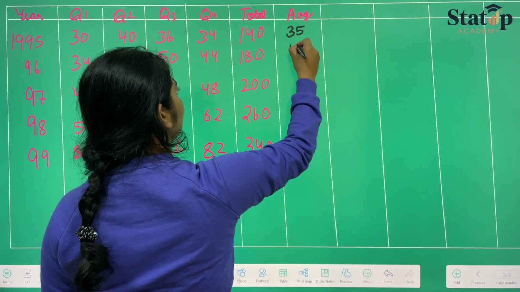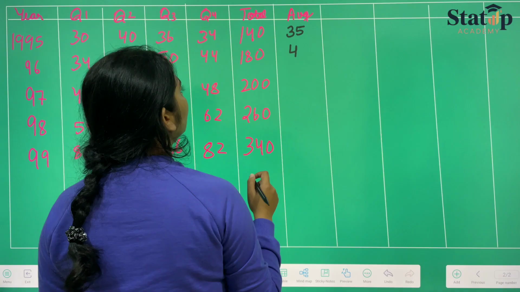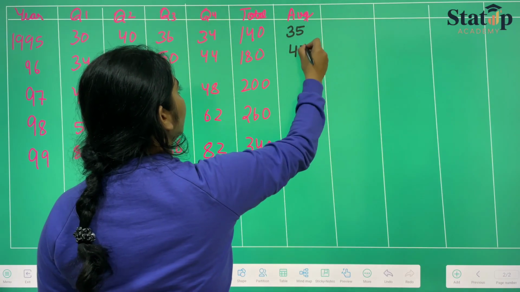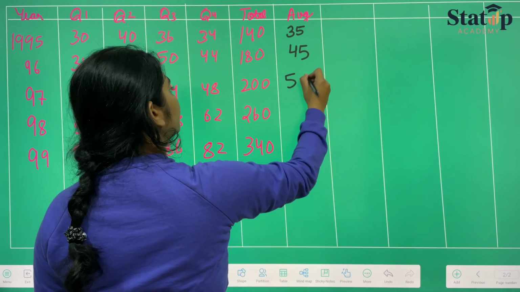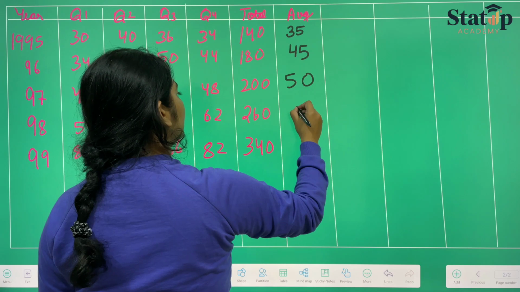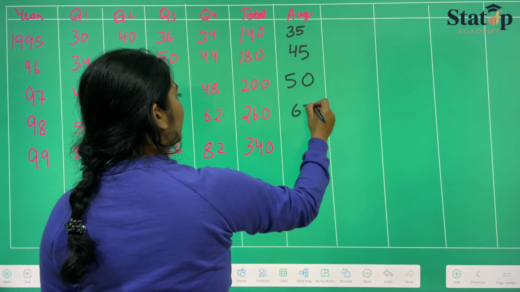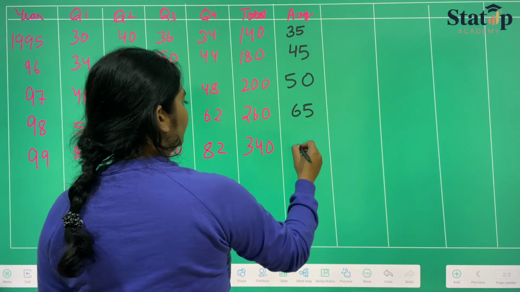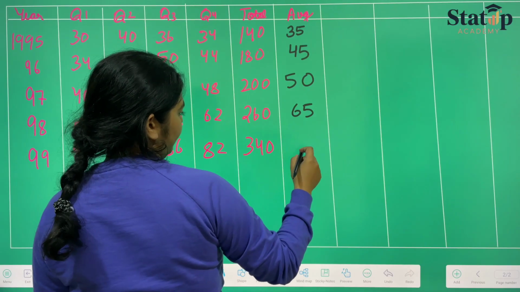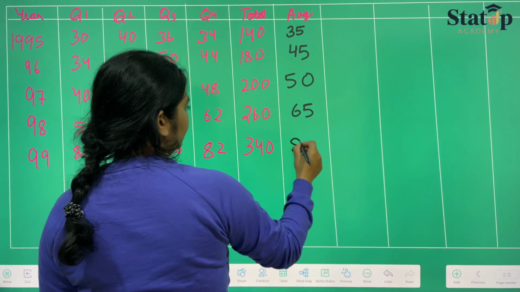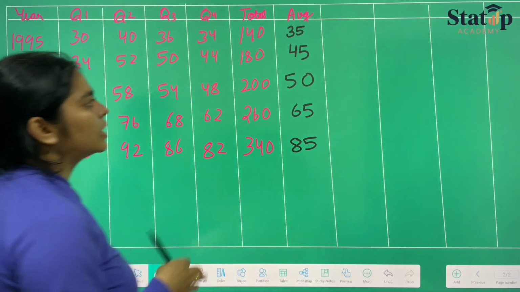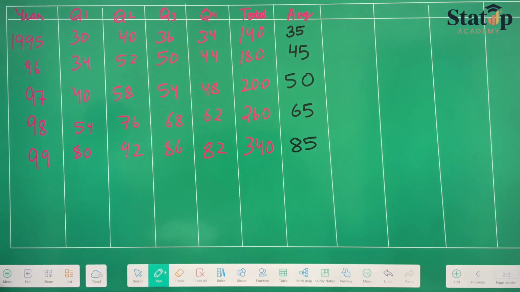This would be 45. This would be 50. This would be 65, and this would be 85. So these are the average values that we have calculated.